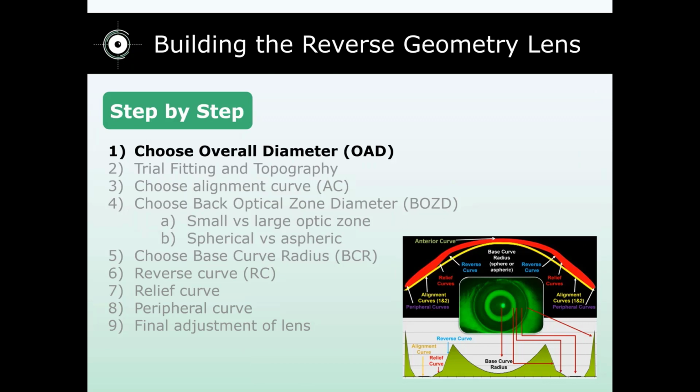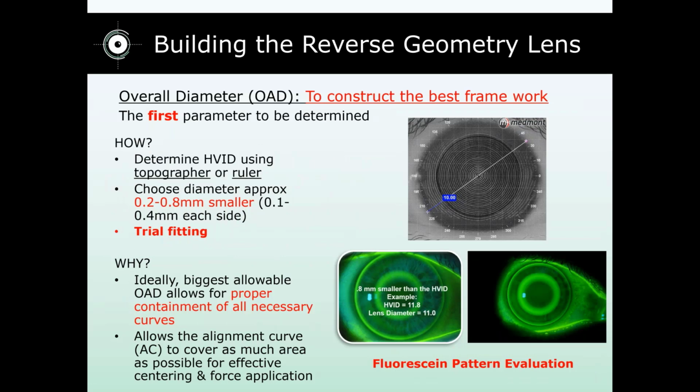Now, when you design a lens, there are many steps. What is the most important step? For success, I have classified nine different steps. The first one is the overall diameter. The overall diameter is very important to construct the best framework. When you're building a house, you need to know the size of the house before you can buy furniture, the size of the furniture, the amount of furniture. Without having the best framework to start out with, it is very difficult.